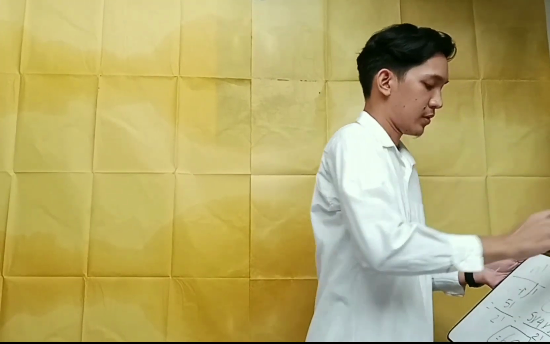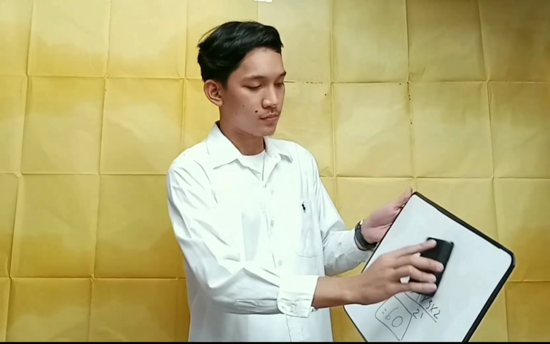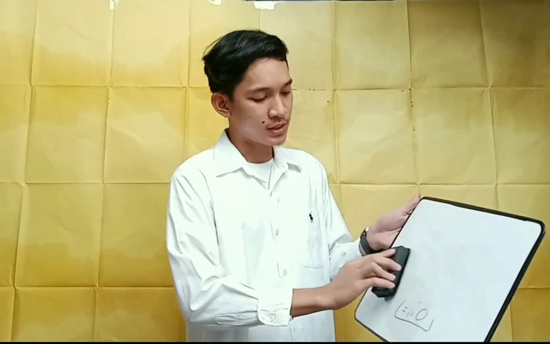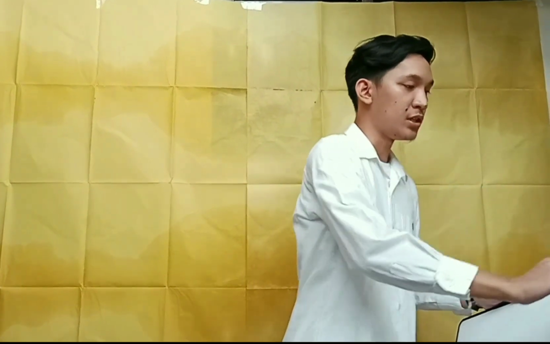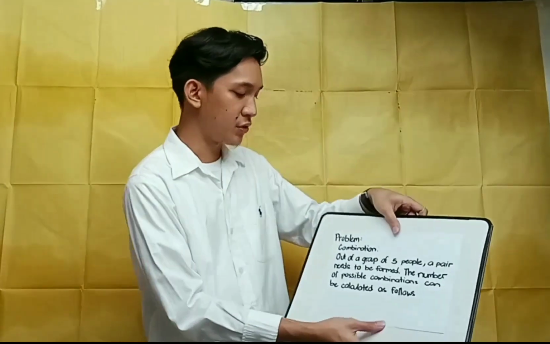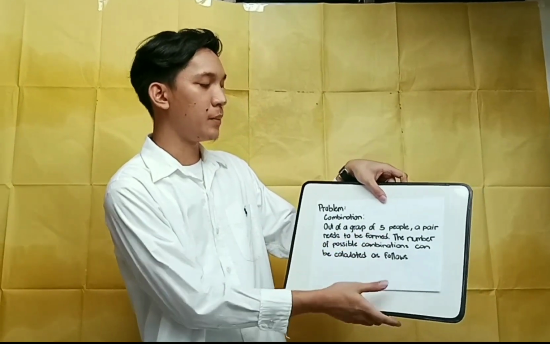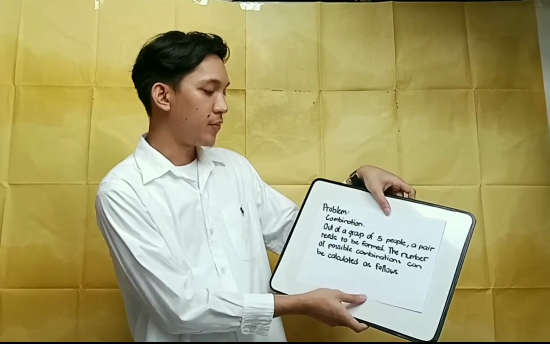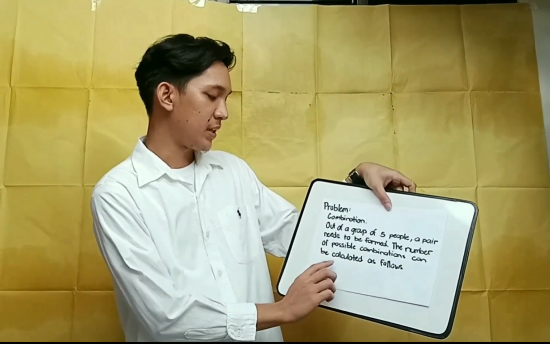Now I'm going to give you examples of problems that can be used in our daily lives, real life problems. So now, combination problem. Out of a group of 5 people, a pair needs to be formed. The number of possible combinations can be calculated as follows. So we can see the 5 people.